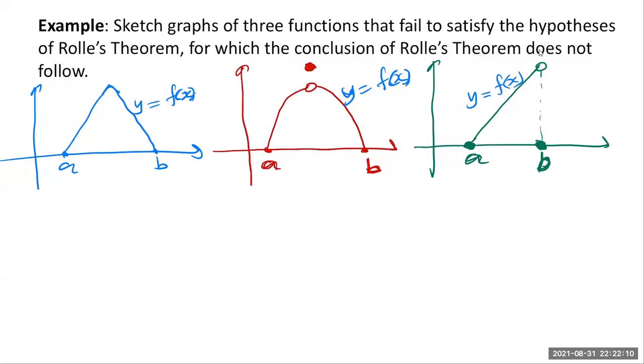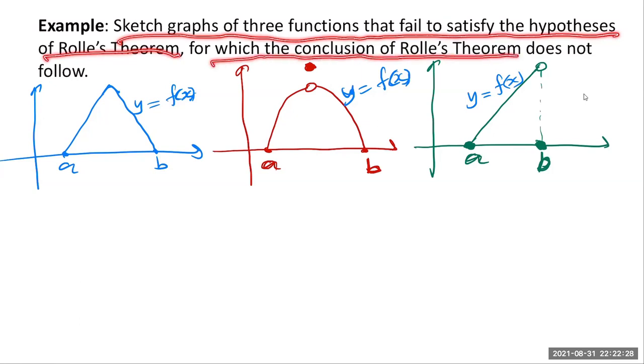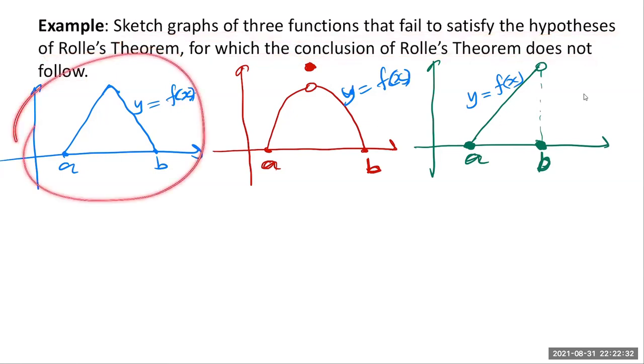Next, I want to work on this example. Sketch graphs of three functions that fail to satisfy the hypothesis of Rolle's theorem, for which the conclusion of Rolle's theorem does not follow. Here are the three examples I want to provide. I will go over them one by one.